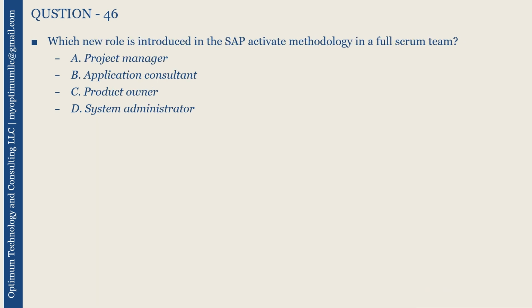Question 46. Which new role is introduced in the SAP Activate methodology in a full Scrum team? A. Project Manager. B. Application Consultant. C. Product Owner. D. System Administrator.